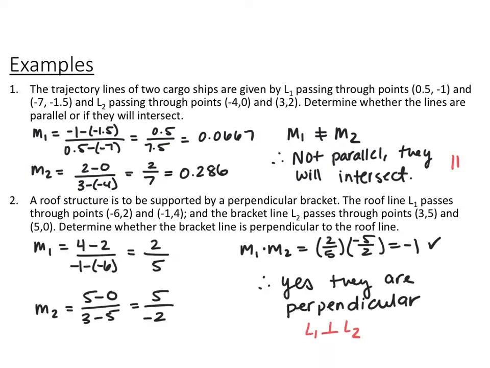So I did the same thing on number 2. I found the slope of the first line to be 4 minus 2 over -1 minus -6, so 2/5. And then the slope of the second line, 5 minus 0 over 3 minus 5, was 5 over -2. These are opposite reciprocals of each other. They're flipped over and the opposite sign, or when you multiply them together, you get -1. So therefore, yes, these two lines are perpendicular to each other.